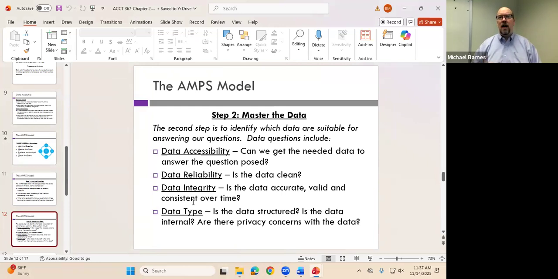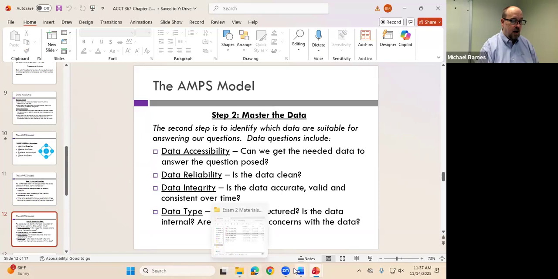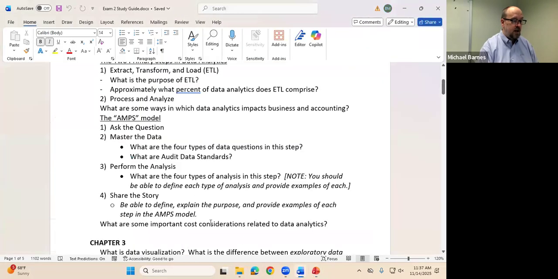You don't need to memorize the definitions for each of these. They're fairly self-explanatory, but I would make sure that you have some familiarity with what the items are within the master the data step. All right, and then on that same master the data step, audit data standards, make sure you know the definition for audit data standards. As I talked about, these are not exclusive to external audits. They were just developed as part of external audits, but they can be used in other settings, okay? So make sure you understand the definition for that.